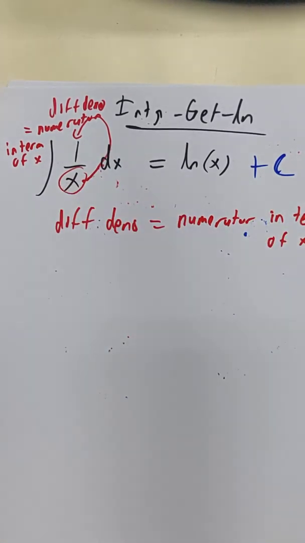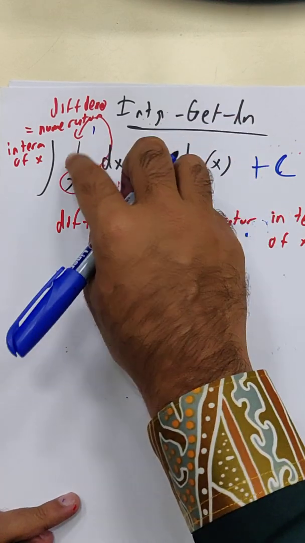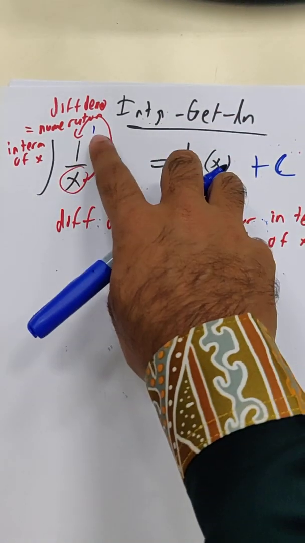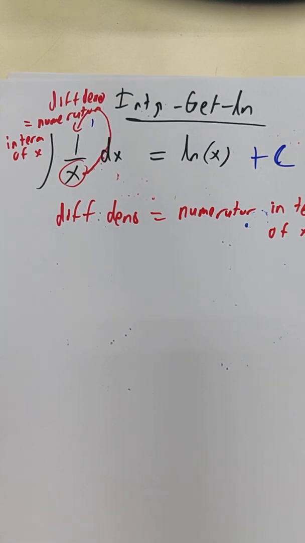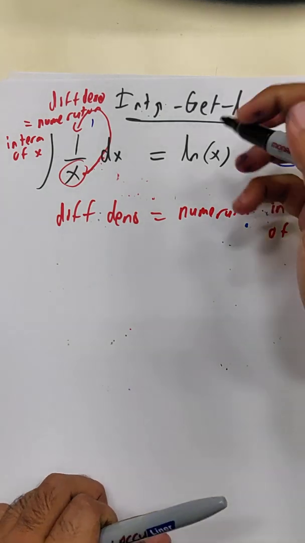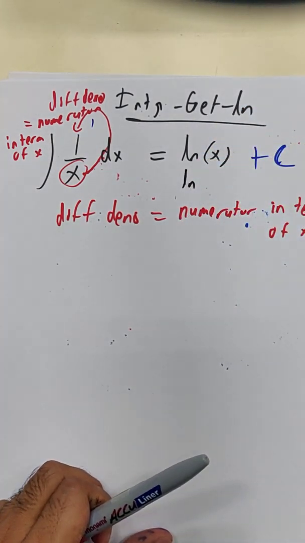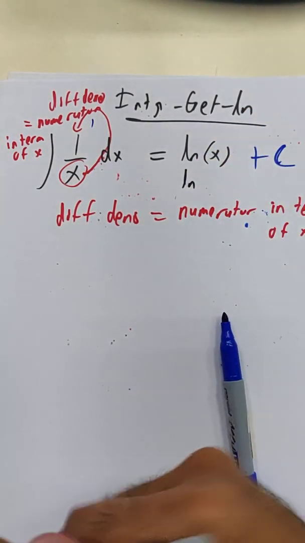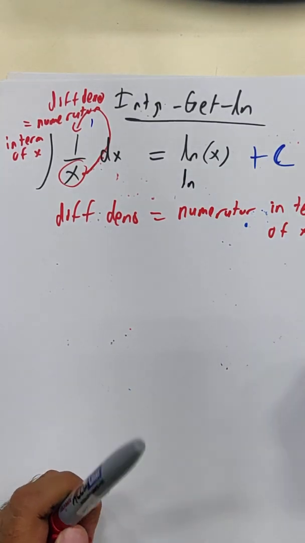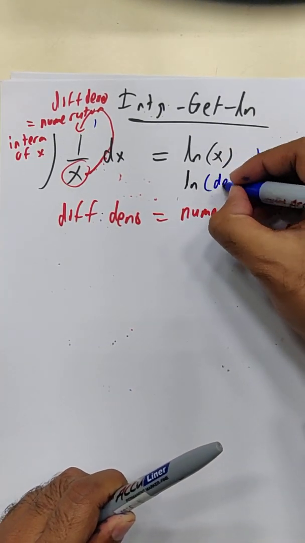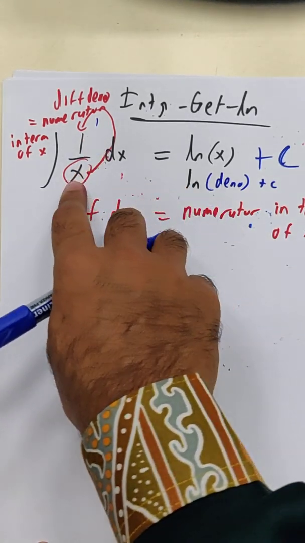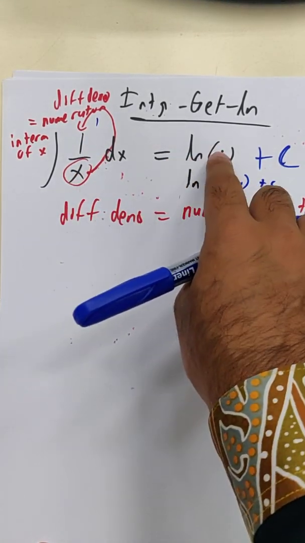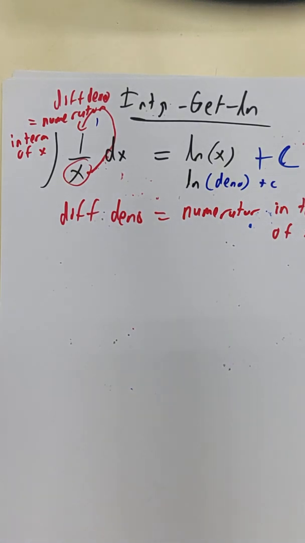Differentiate x, what do you get? Get 1. Do they have the same x? This one doesn't have x, this one doesn't have x, so it's the same thing. So from here, how do I write down the answer? Just ln deno plus c. What's your deno in this case? x. So ln x plus c.